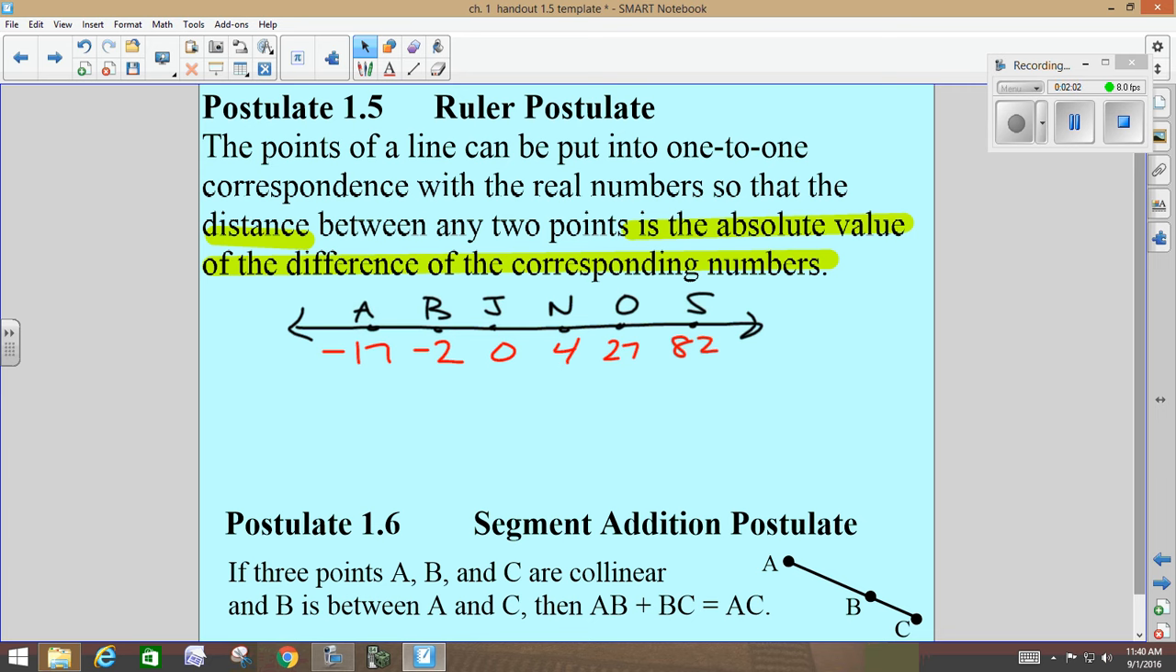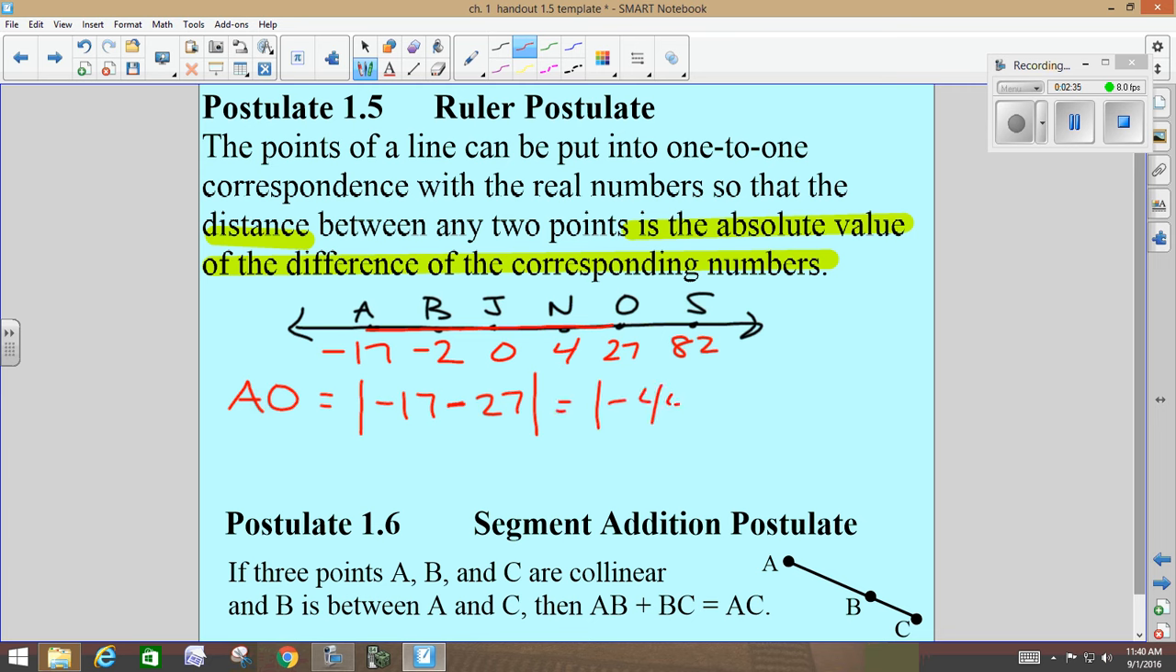Jared, when you hear the word difference, what math do you think of? Subtraction. Good. So if I wanted to find the distance from A to O, I would take the absolute value of their difference. See, Jared, there's that minus sign. So then I take negative 17 minus 27. 44, right? Negative 44, and the absolute value of negative 44 is 44.